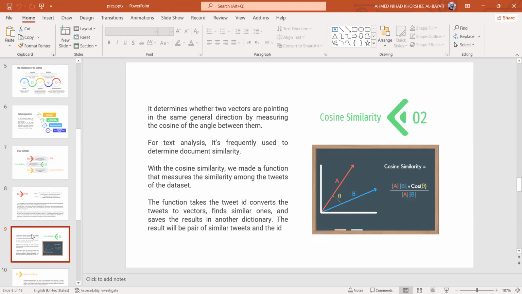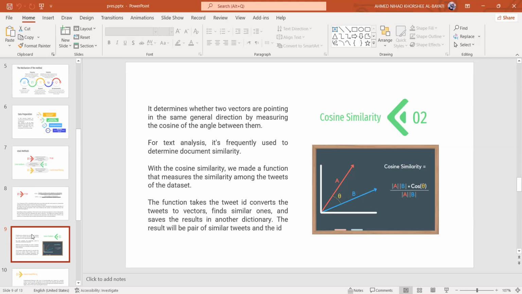After that, we have the cosine similarity. Cosine similarity determines whether two vectors are pointing in the same general direction by measuring the cosine of the angle between them. For text analysis, it's frequently used to determine document similarity. In our case, we are using it for measuring tweet similarity. With the cosine similarity, we made a function that measures the similarity among the tweets of the dataset.